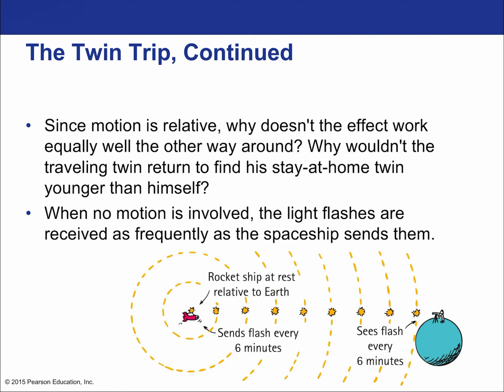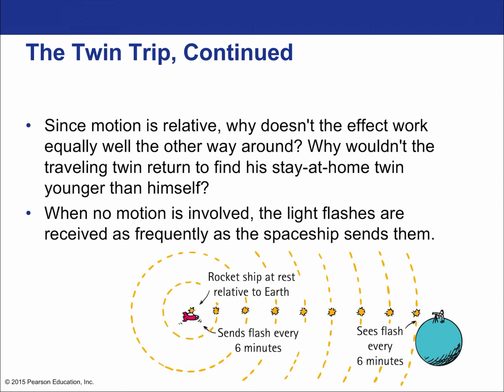Since motion is relative, why doesn't the effect work equally well the other way around? Why wouldn't the traveling twin return to find his stay-at-home twin younger than himself, right? Because it almost seems like there is this fixed nature, like the person that stayed slower has to be the older one. Why is that?